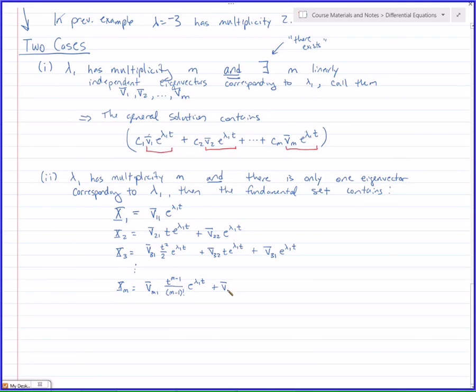Plus vm2 t to the m minus 2 divided by m minus 2 factorial e to the lambda 1 t, plus all the way out. And notice how my power is just decreasing, right? I had just a 1 here, I had a t and then a 1, now I've got a t squared over 2, a t and a 1, now I've got a t to the m minus 1, t to the m minus 2, all the way down to 1. So I'll have a vmm e to the lambda 1 t.